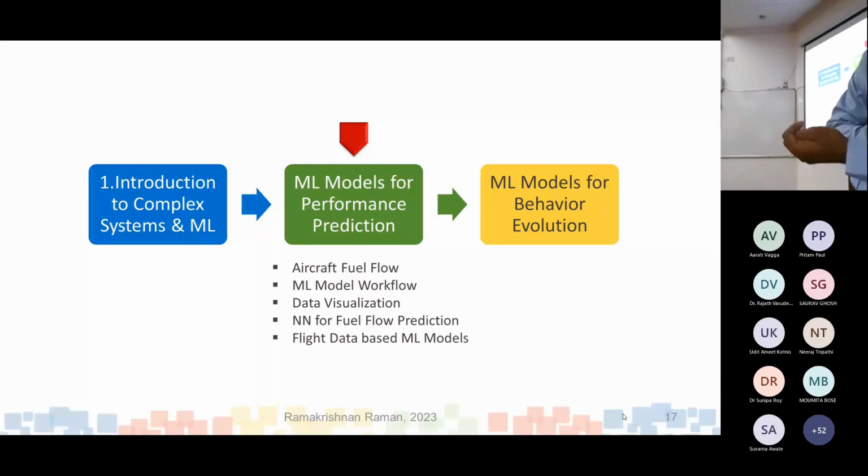So we will see two examples of using machine learning models. I'll go to the example subsequently. One is for predicting the fuel flow of an aircraft, and one more for looking at a swarm of UAVs. So we will look at both these examples. Maybe when I cover that, it will be clear on how the models were being used in those two scenarios. Okay, sir. Thank you.